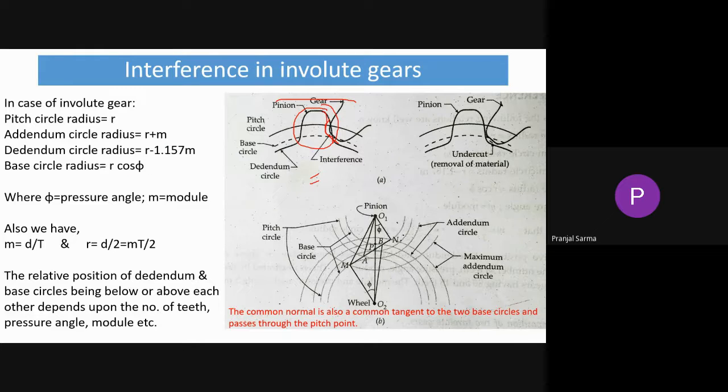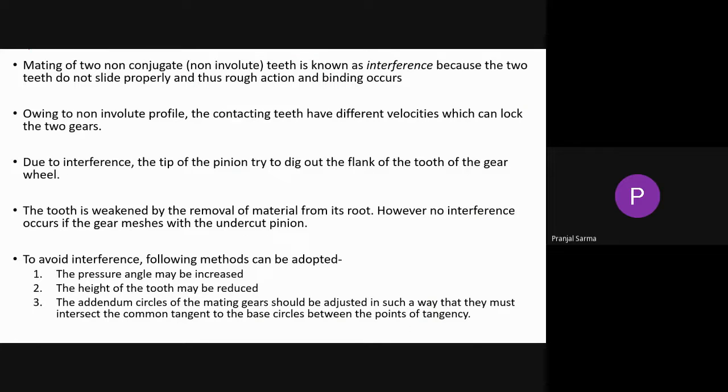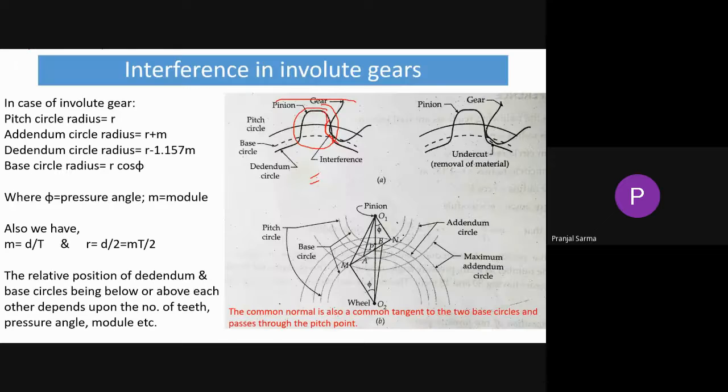For that, one particular remedy is undercutting. Undercutting means removal of material. If you look at this particular second figure, the right hand side one, you will see. The mouse is not working. What happened?